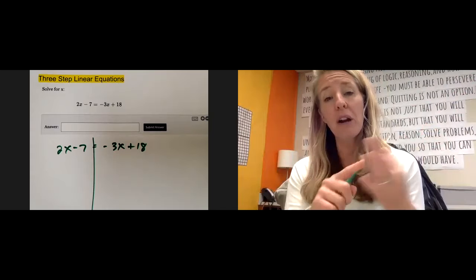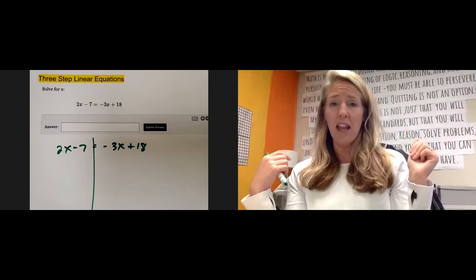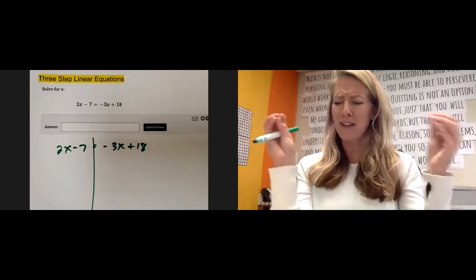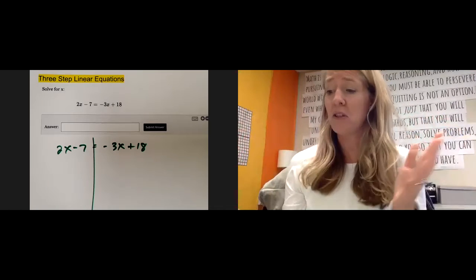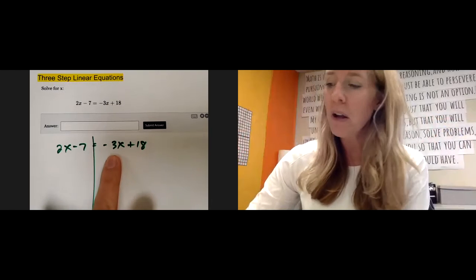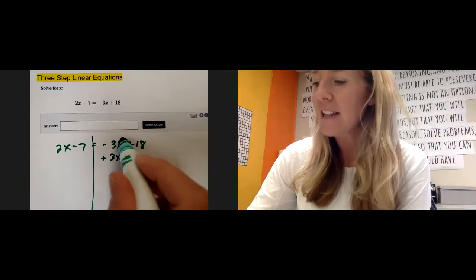So set up, clean up, round up your variables on one side or the other, because you're about to undo everything that's happening. And in order to do that, you don't want to undo stuff on both sides. Let's just get all of our x's on the left or the right, and it doesn't matter which one you do. I tell my students to move the smaller one because then we tend to avoid negatives. So add 3x to both sides. That is going to get rid of it.